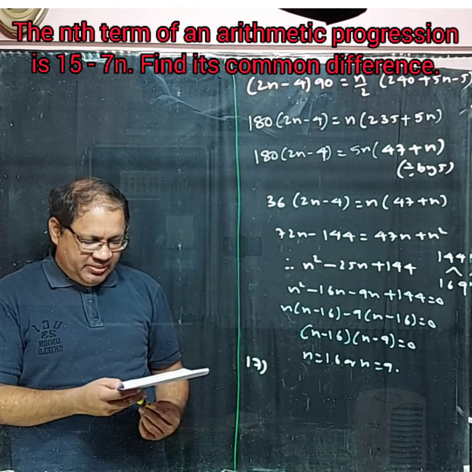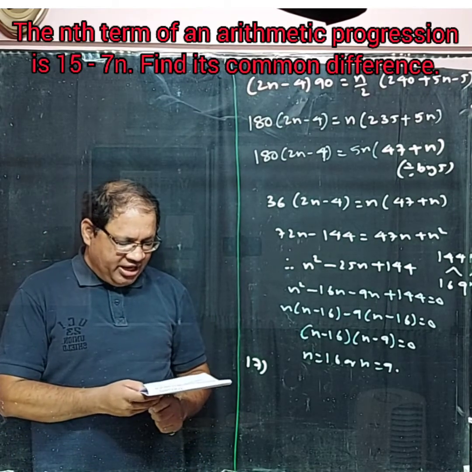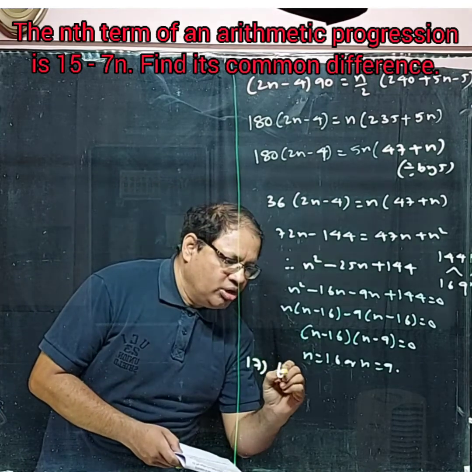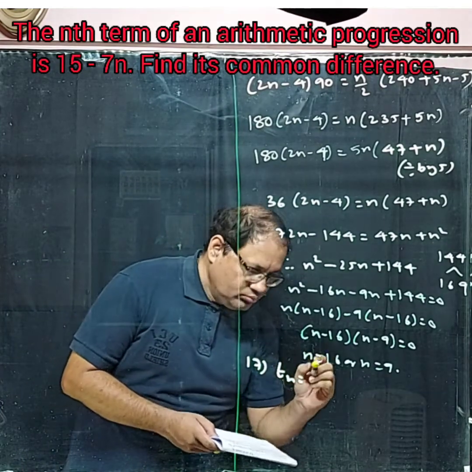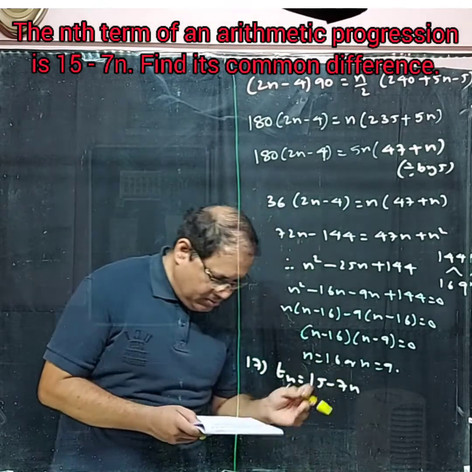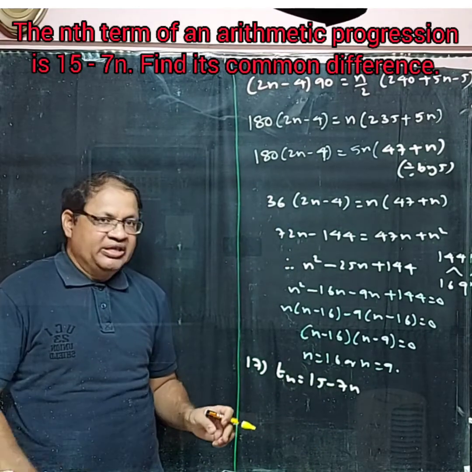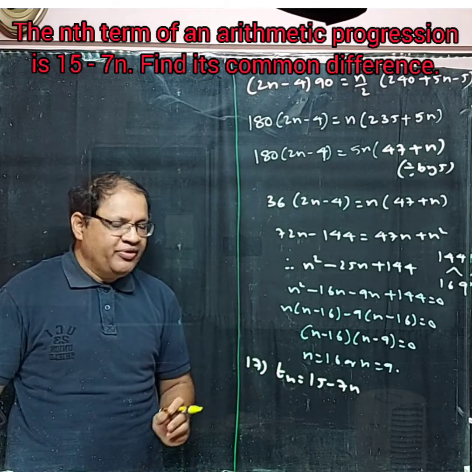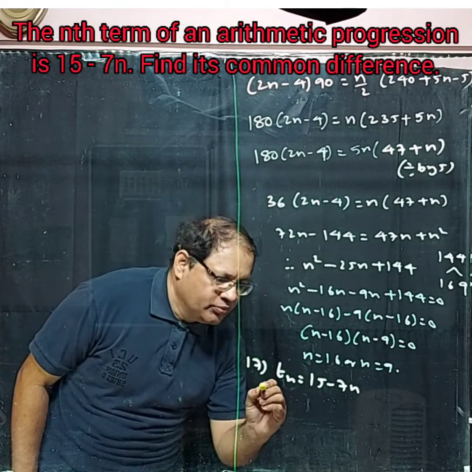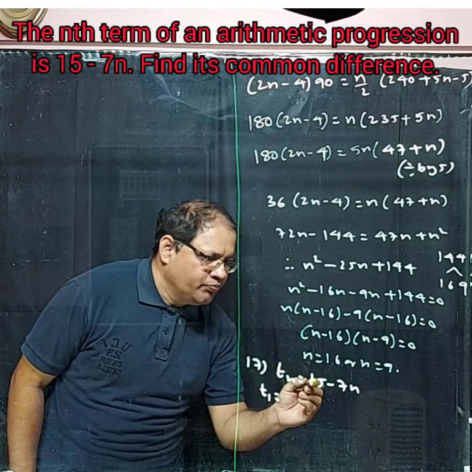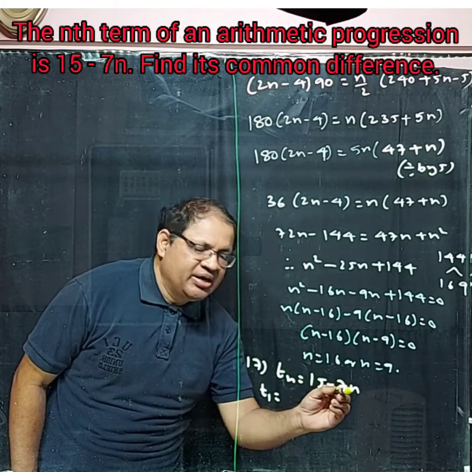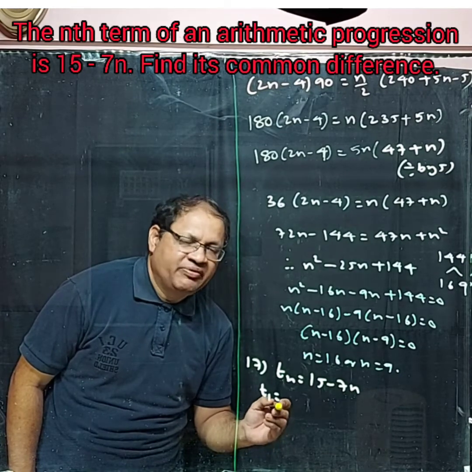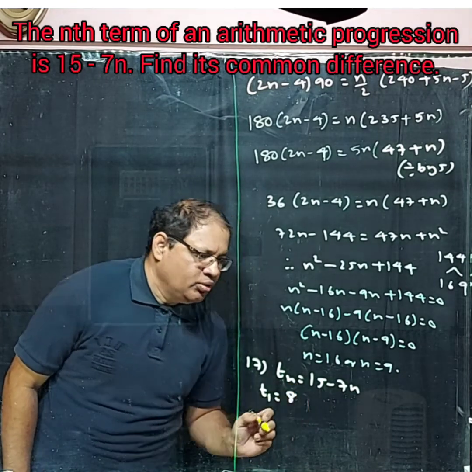Now the 17th sum. The n-th term of an arithmetic progression is 15 minus 7n. So nth term is 15 minus 7n. Find the common difference. So they just asked you to find out d. So first we'll find out the first term, t1. So t1 is equal to 15 minus 7 into 1. 15 minus 7. So how much is 15 minus 7? It is 8. Okay.